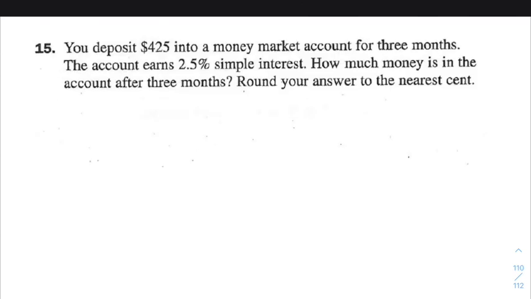Let's try some word problems. Number 15 says, you deposit $425 into a money market account for 3 months. The account earns 2.5% simple interest. How much money is in the account after 3 months? Round your answer to the nearest cent. Number 15 is asking us to find the balance. I can tell because it asks how much money is in the account after 3 months. This means we're looking for the total.